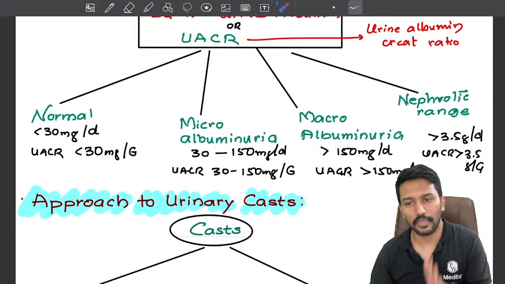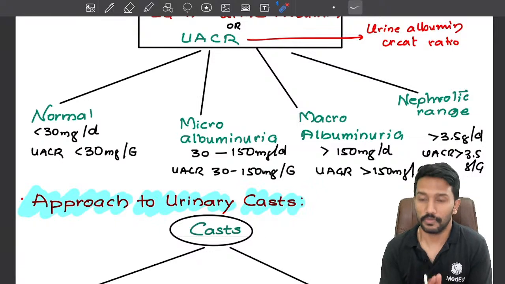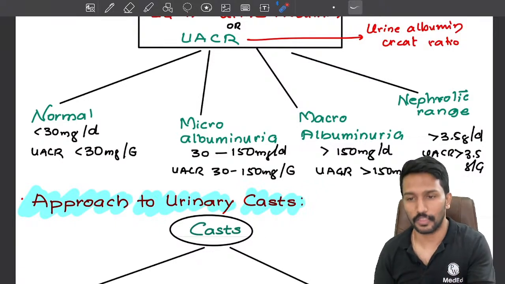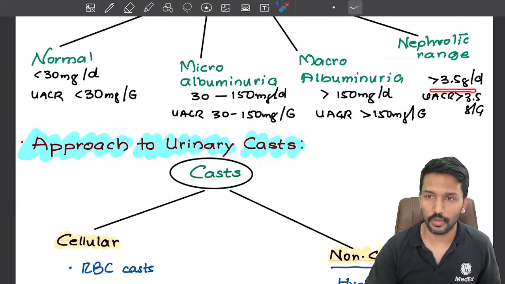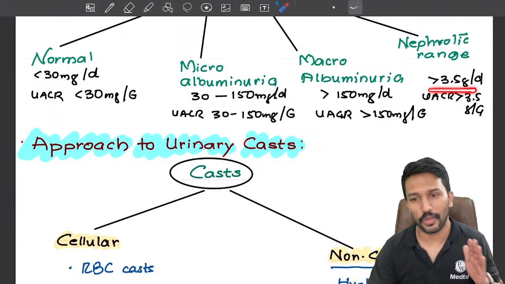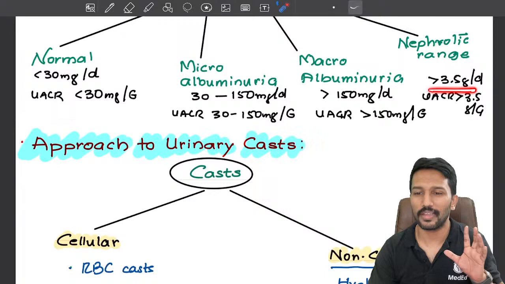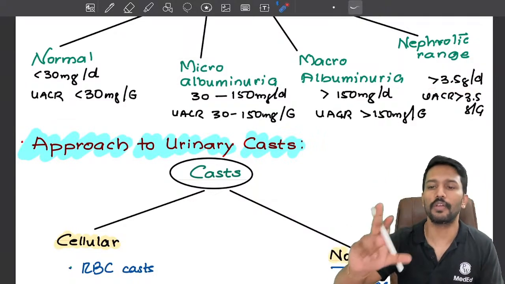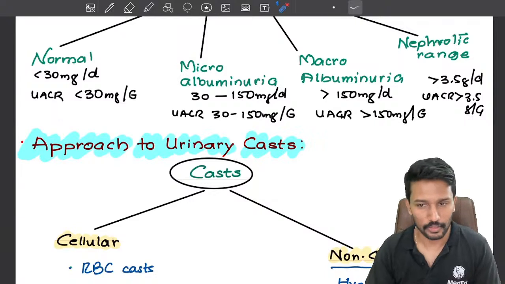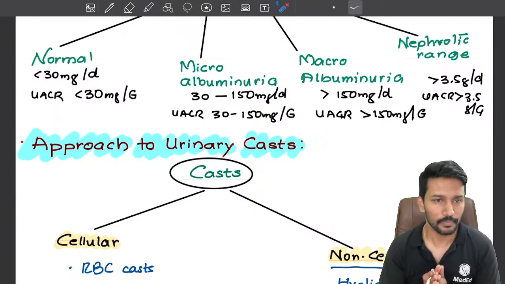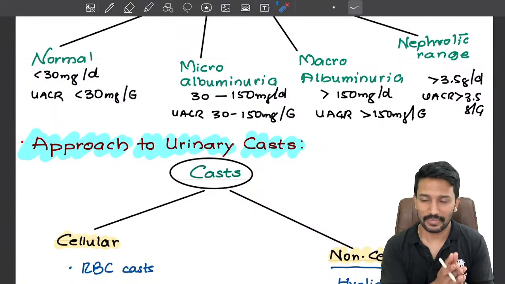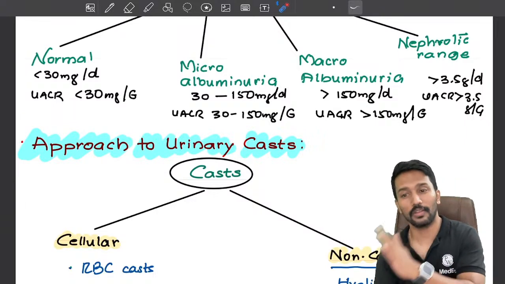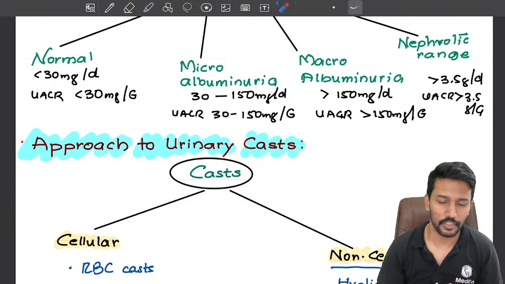Remembering and recognizing nephrotic range proteinuria in a question is very, very important, because there are only a few conditions which will present as nephrotic syndrome. The moment you see that the urine albumin is more than 3.5 grams per day, you know you're dealing with a case of nephrotic range proteinuria, and you will be left with only a few differential diagnoses for a glomerular disorder. That we will learn tomorrow with a tabular approach. For now, remember: less than 30 is normal, 30 to 150 is micro, 150 onwards is macro, and more than 3.5 grams is nephrotic range proteinuria.